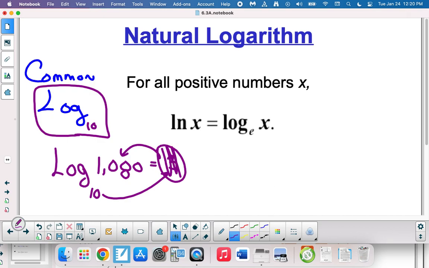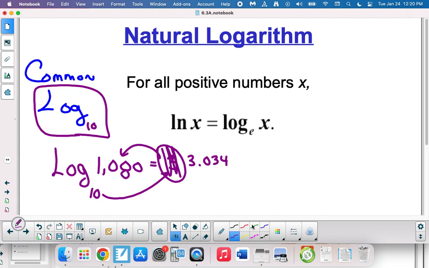What's the log of 1,080 base 10? It's more than 3. It's probably 3 point something. 3.0334? Yep. Okay, so there's the answer. But you couldn't do that without your calculator. Now, here's another one.